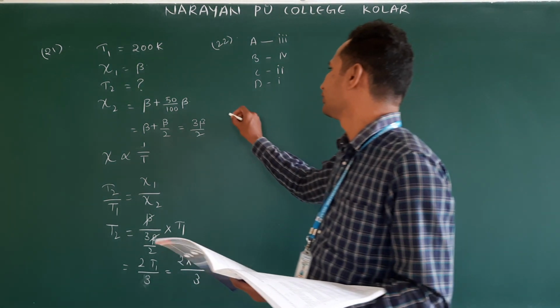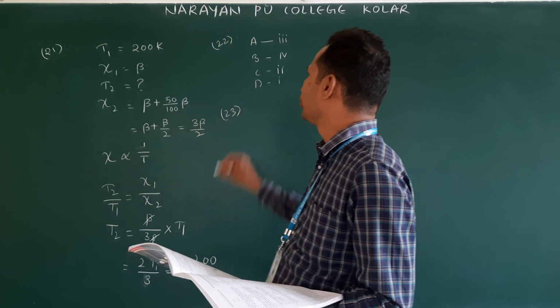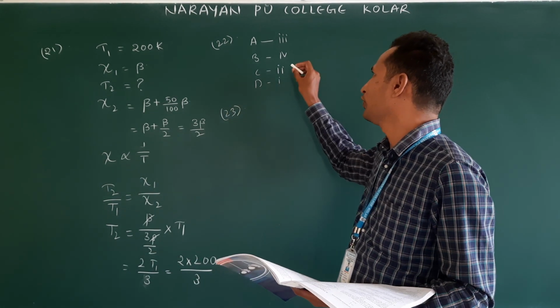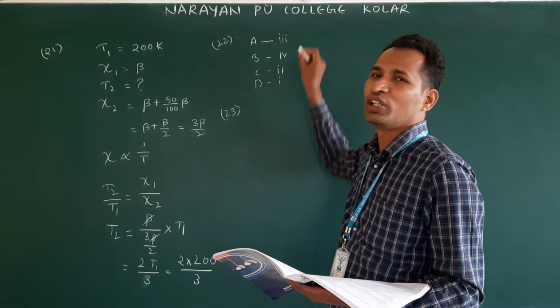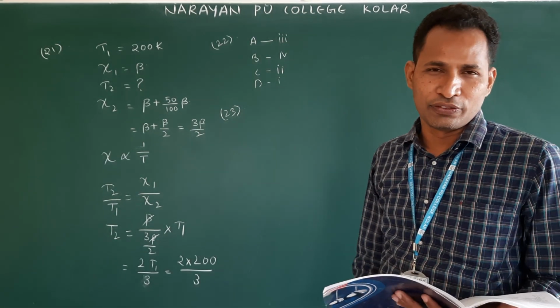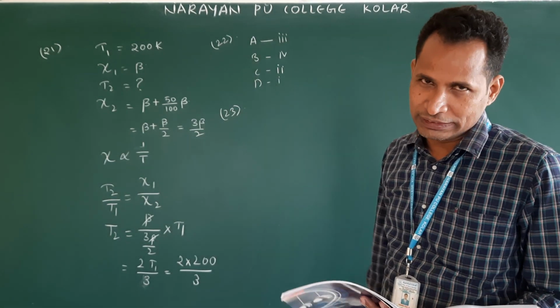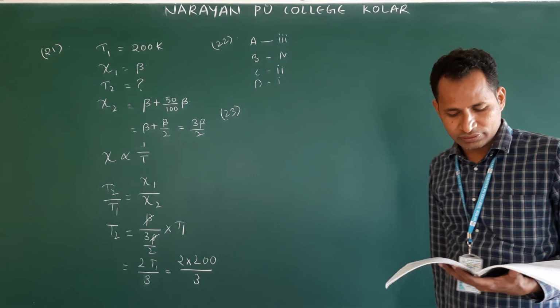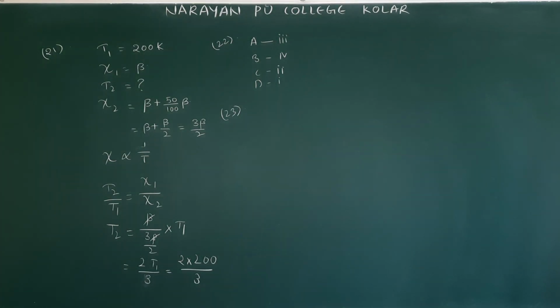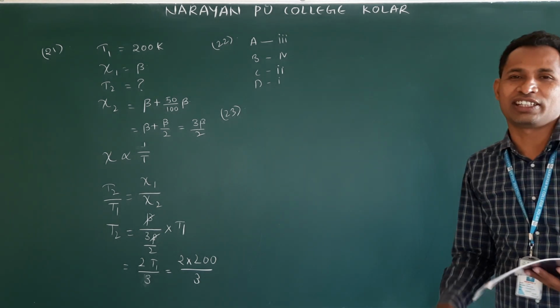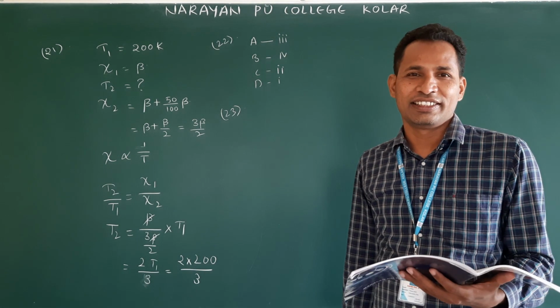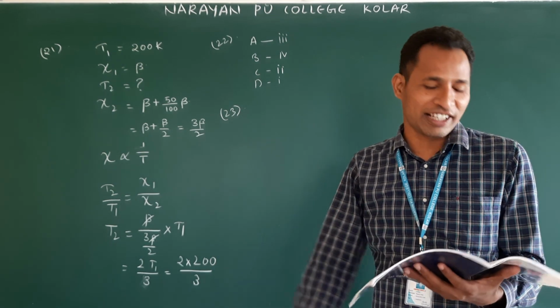Next, 23. To solve 22, what do we need to know? Only formulas. If you know the formulas perfectly, then you can select the option. Next, 23rd: which of the following is wrong about hysteresis? They are asking for the wrong statement. Okay, this is easy for us because we select wrong answers only.